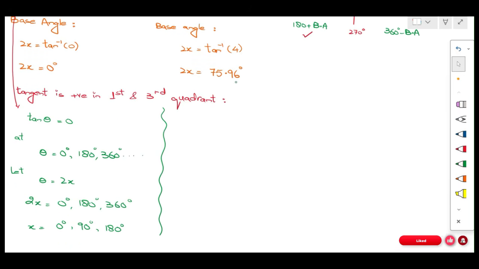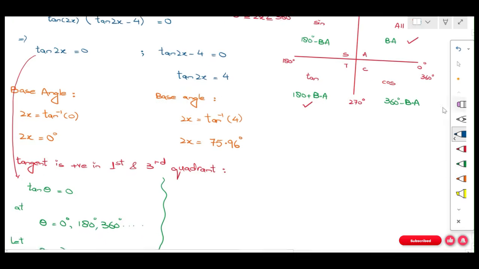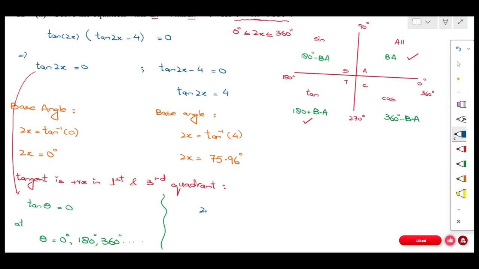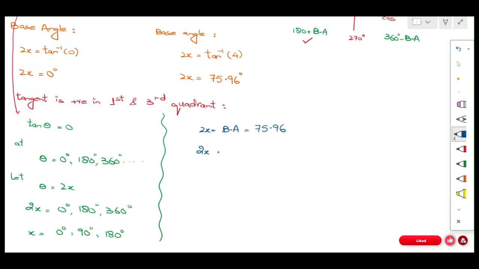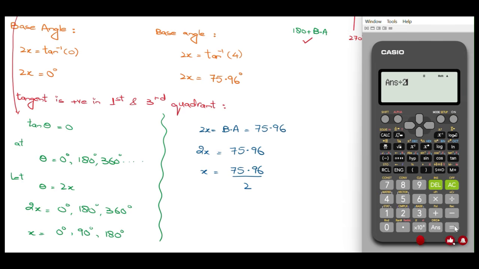Yes, from the second root, we use the concept that tangent is positive in the first and the second quadrant. For the first quadrant, what is the answer? First quadrant, your angle 2x is equal to your base angle. So what is the base angle? Base angle is 75.96. So here we can say your 2x should be equal to 75.96, and x is equal to 75.96 divided by 2. Let me do this on the calculator. Divided by 2, which is 37.98.